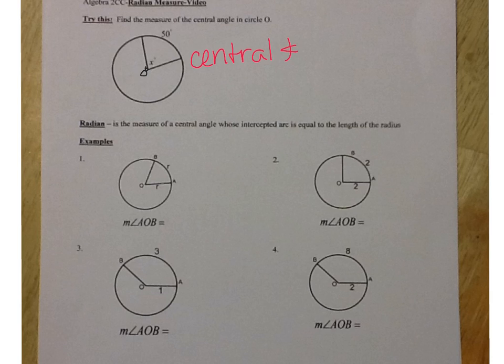And hopefully you remember that a central angle is equal to its intercepted arc. So if you draw your angle out to the edge of the circle, its intercepted arc is the arc that's between the two sides, the rays, of the angle. So if the arc is equal to 50 degrees, then this angle here is equal to 50 degrees.